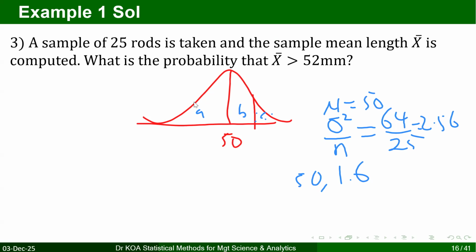What do you do with this 1.25? You go and read it from the table. We've already had this 1.25 earlier. You remember we had it earlier? Yes, we had 0.3944. Exactly. But now, looking at what this person is asking, you subtract it from 0.5. So your final answer is going to be 0.5 minus 0.3944.